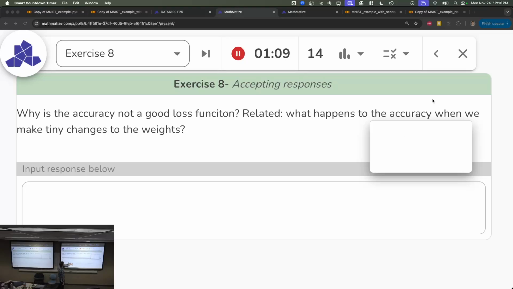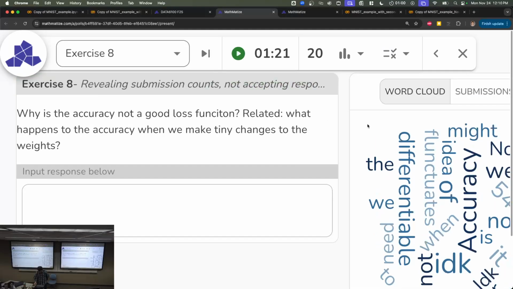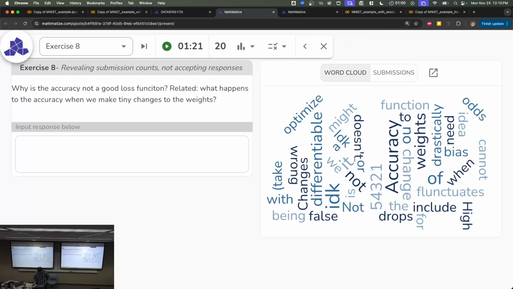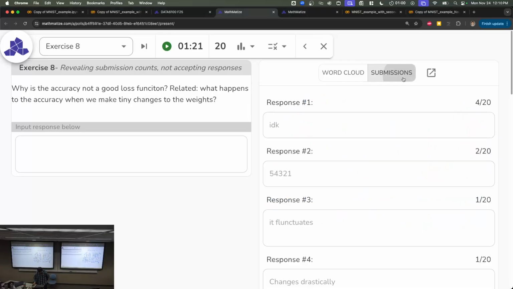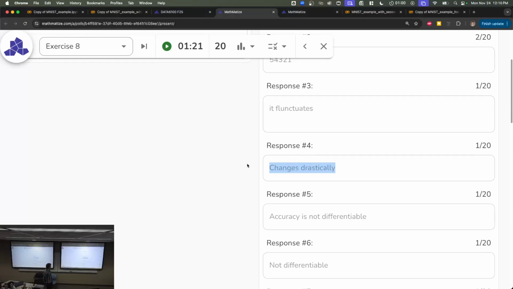Okay. Time is up. Put in your guesses. Maybe you have no idea. This one, genuinely, you have no idea. This is more subtle than some of the other things we've been doing. What did people say? Ooh, I like this word. Differentiable. Okay. Someone wrote, it changes drastically.